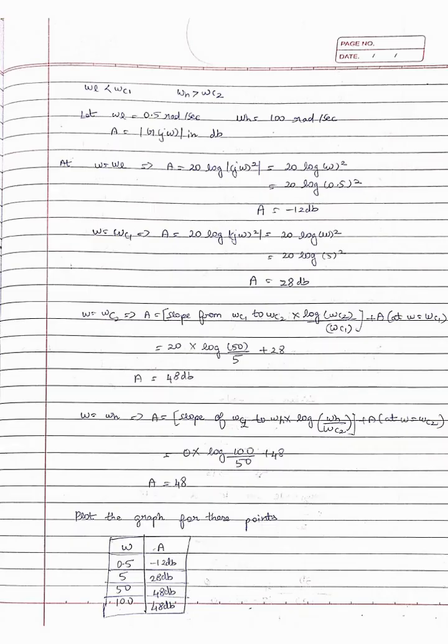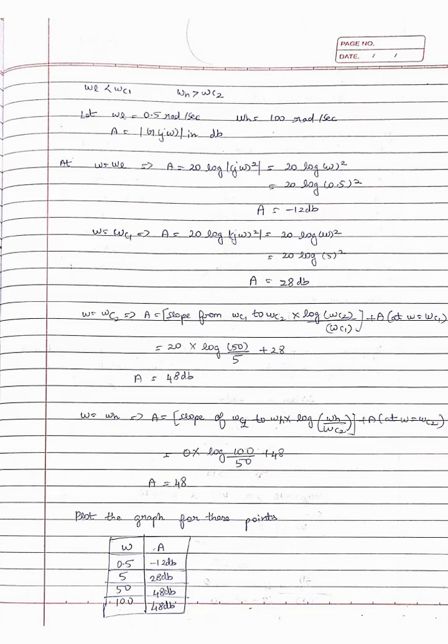Apart from the corner frequencies, we should have two other frequencies, omega L and omega H. The omega L value should be less than omega c1 and the omega H value should be greater than omega c2. For instance, let us take omega L to be 0.5 radian per second and omega H to be 100 radian per second. So then we are going to find A. A is equal to G of j omega in dB. So at omega equal to omega L, A is 20 log of (j omega) square. So 20 log 0.5 square is minus 12 dB.